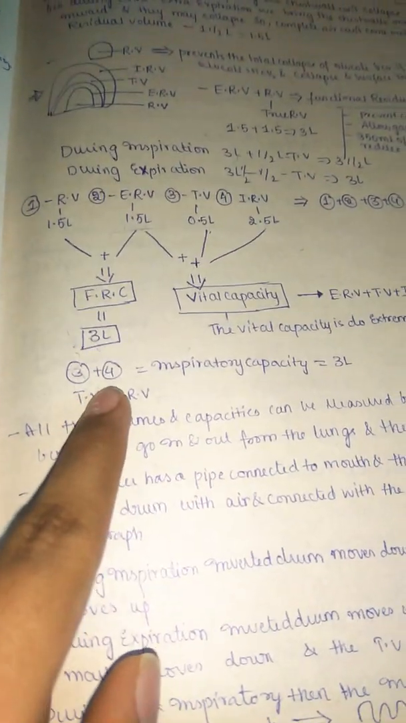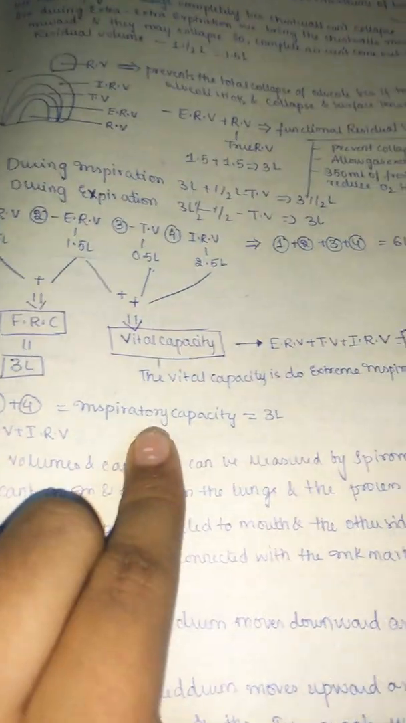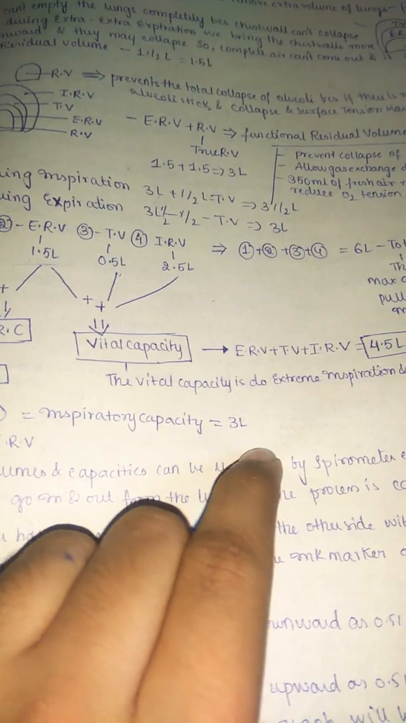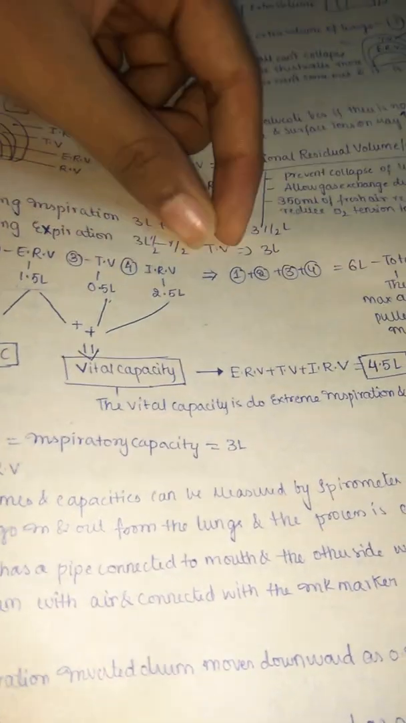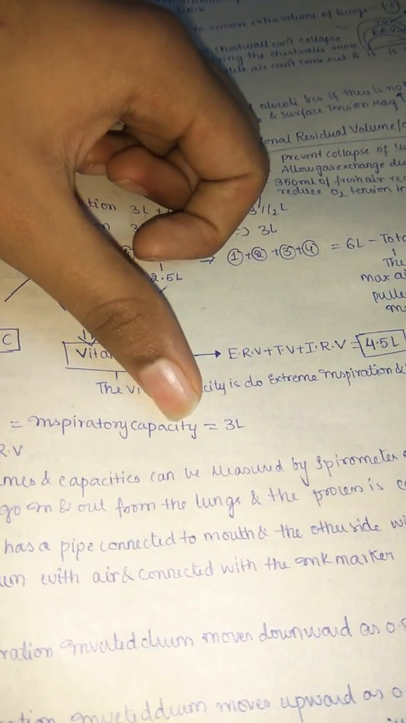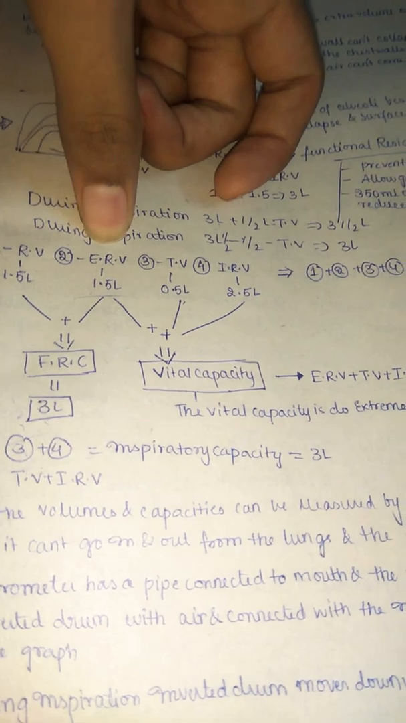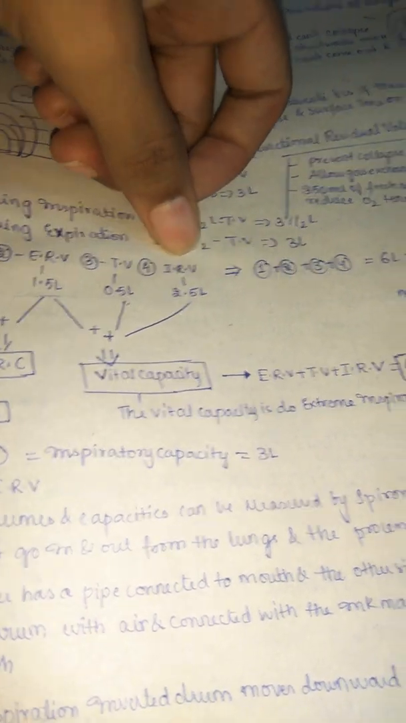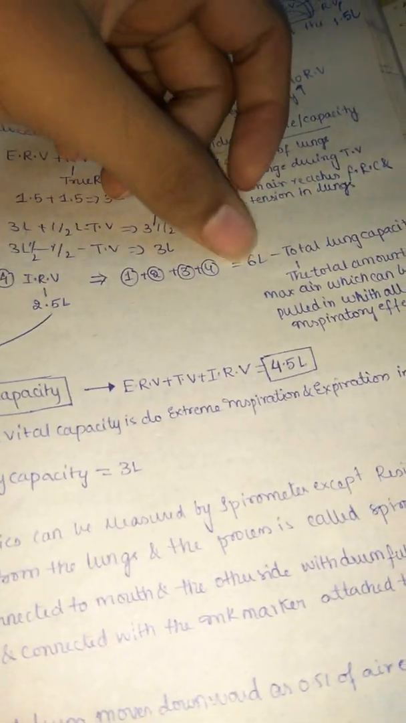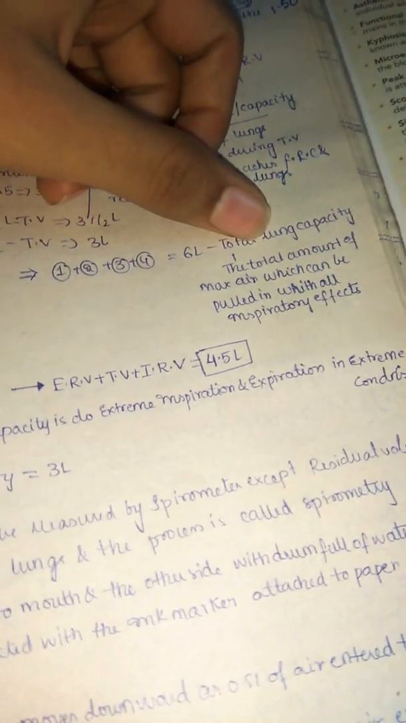So tidal volume plus inspiratory reserve volume together gives you the inspiratory capacity, that is 3 liters. And you can see 1, 2, 3, 4, that is all together. The residual volume, expiratory reserve volume, tidal volume and inspiratory reserve volume together give 6 liters. 6 liters is the total lung capacity.